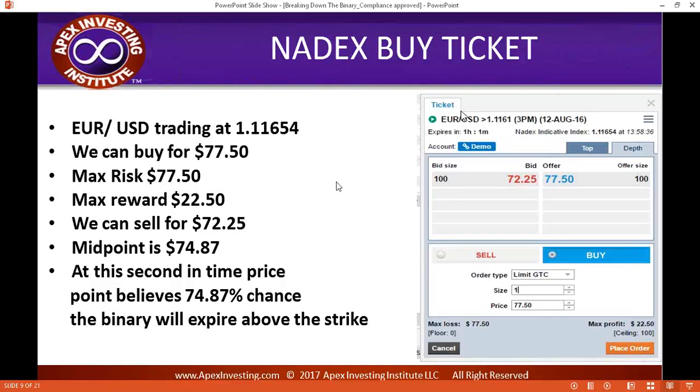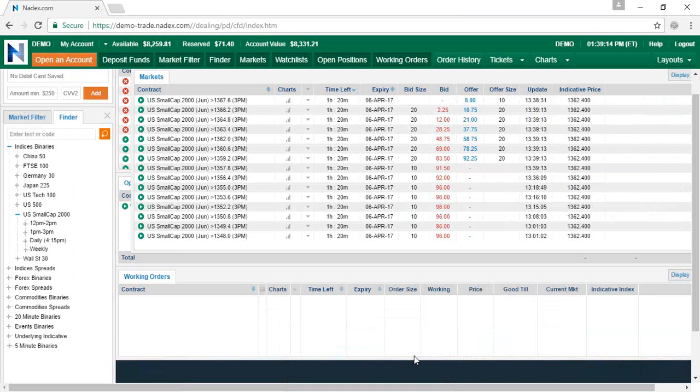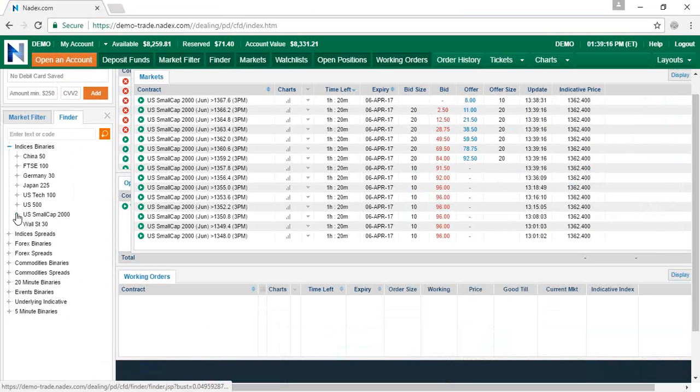Does that make sense? Did I lose anybody there? When you're looking at the buy and sell price, whatever price is in the middle, which in this example would be 74, there's a 74% chance that it will expire in the money, okay? So, that being said, let's take a look at something here. Let's give you a live example of that.